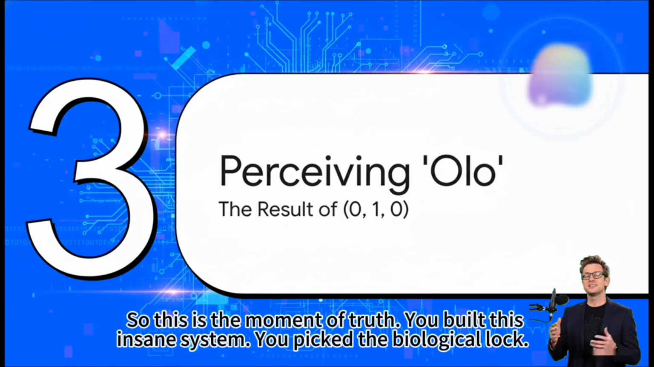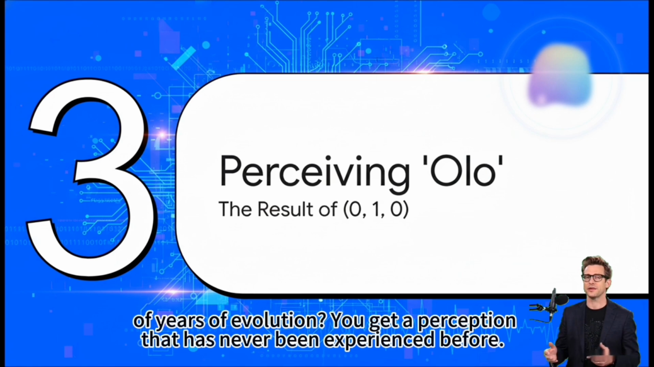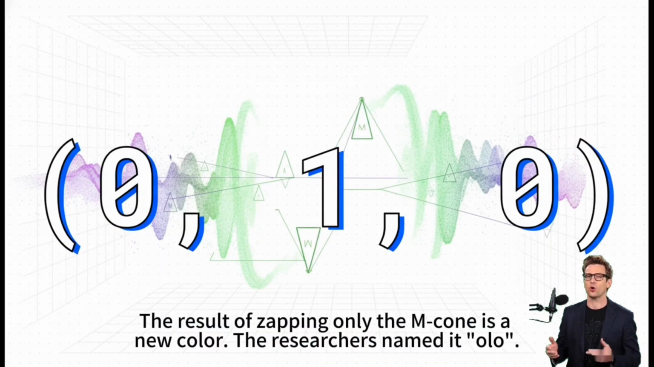So this is the moment of truth. You built this insane system. You picked the biological lock. What happens when you feed the brain a signal that it has never, ever seen before in millions of years of evolution? You get a perception that has never been experienced before. The result of zapping only the M cone is a new color. The researchers named it OLO.